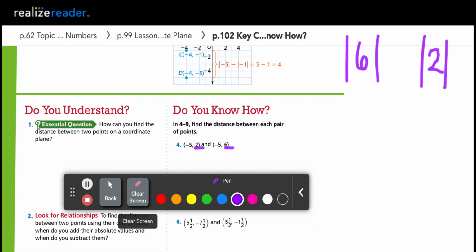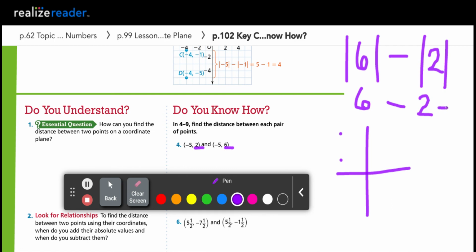So now our next step is to think, are we going to have to add or subtract these two numbers? Well, let's sketch it out. -5, 2. Okay, so that means I'm going to be moving left 5 up 2. -5, 6 means I'm going to be moving left 5 up 6. So in order to find the distance between these 2 points, they are in the same quadrant, so I'm going to be subtracting. The absolute value of 6 is 6. The absolute value of 2 is 2. Let's subtract them. The answer will be 4.